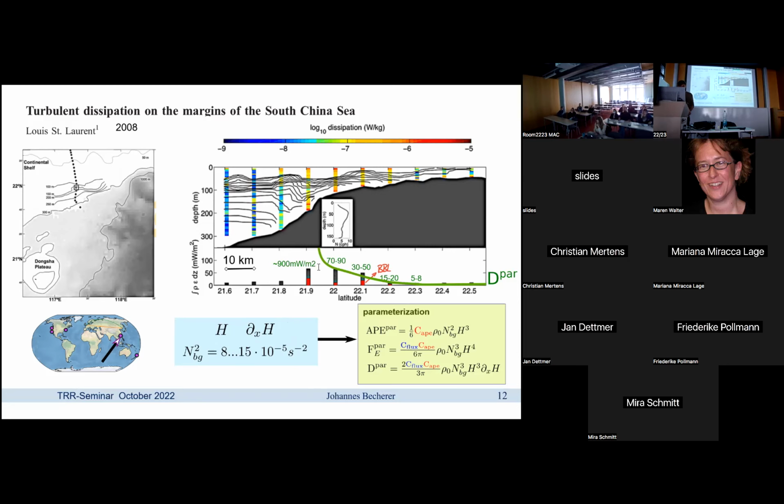So it doesn't work at all out here, which is probably out of the saturated range. But once we hit this point, we appear to be inside the saturated range, and our dissipation estimate works really well all the way inside the shore. Okay.